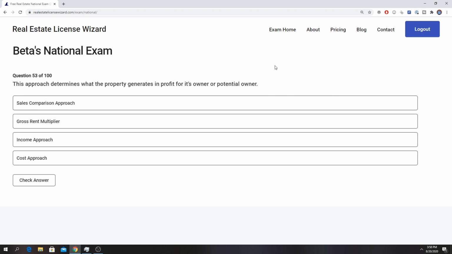All right, so 53. This approach determines what the property generates in profit for its owner or potential owner. Alrighty, interesting. So I'm going to give you guys an opportunity to think this one over, read it over, all that good stuff.